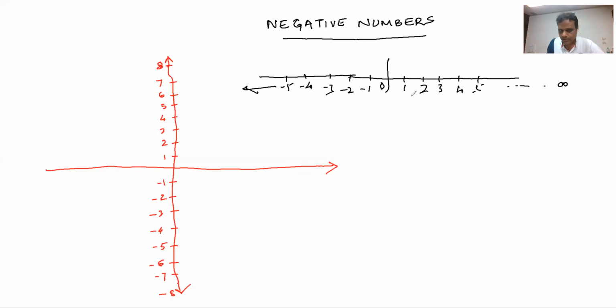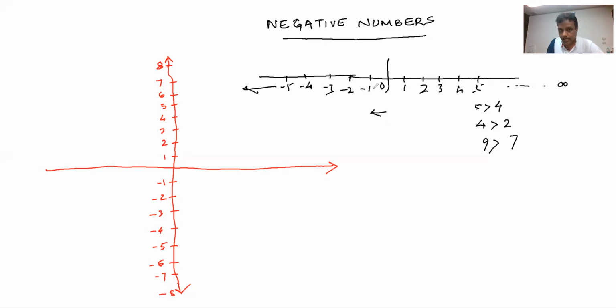Now, the point which I'm trying to make, and it's a very, very important point, is that all the numbers on the right-hand side are greater than the numbers on the left-hand side. For example, if I'm talking about the positive numbers, then 5 is greater than 4, 4 is greater than 2, 9 is greater than 7. So any number on the right-hand side is greater than the number on the left-hand side. Same concept is applicable for the negative numbers also.